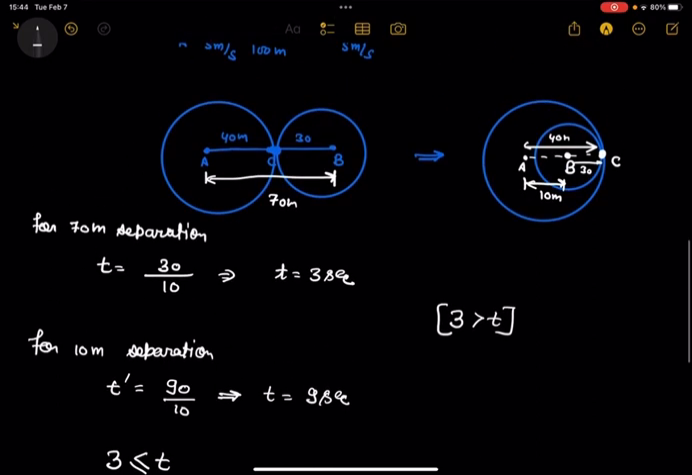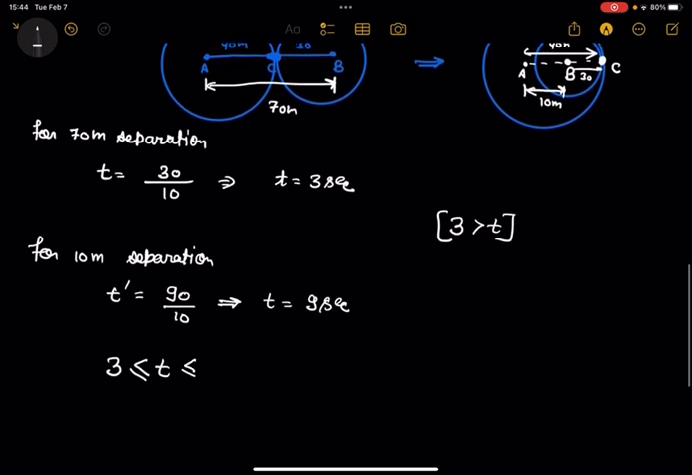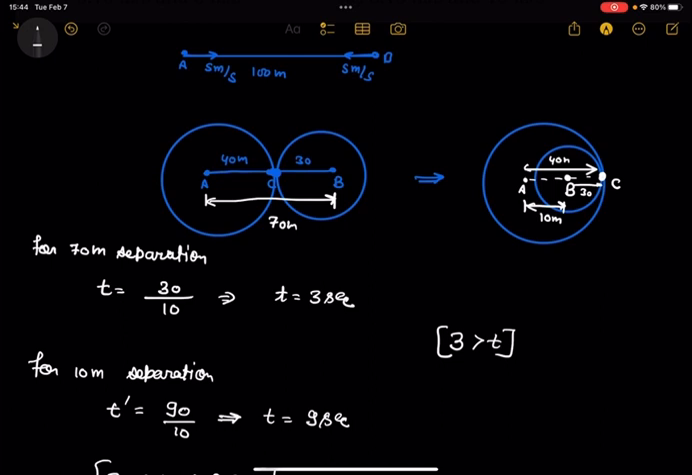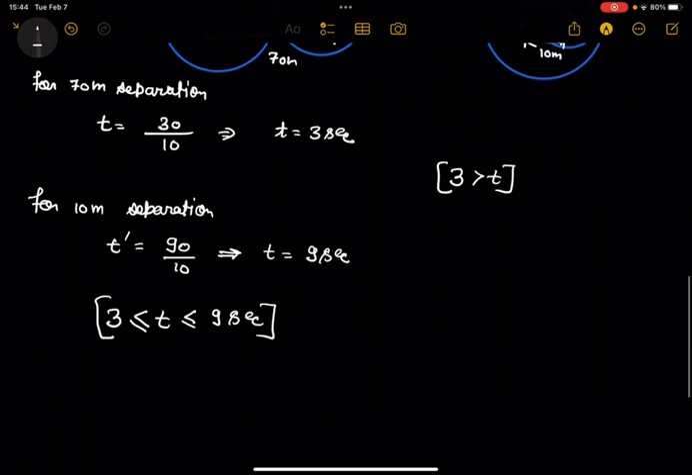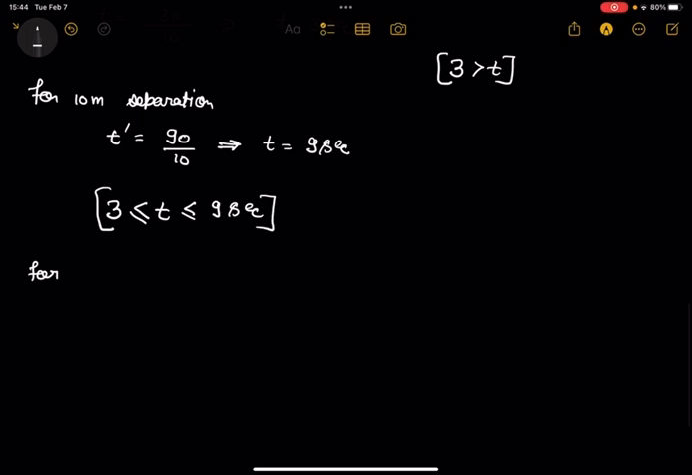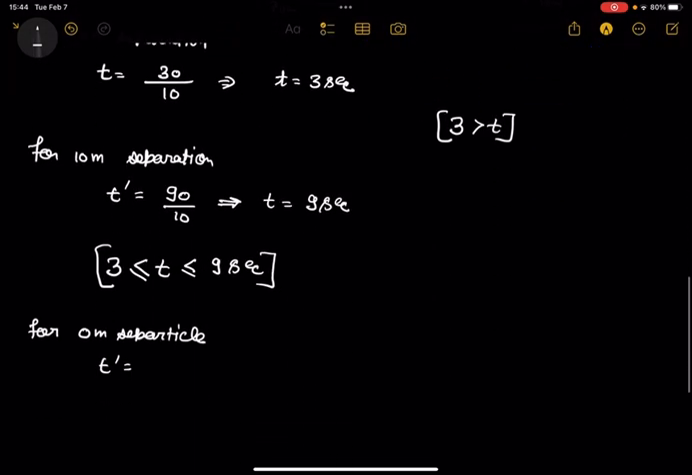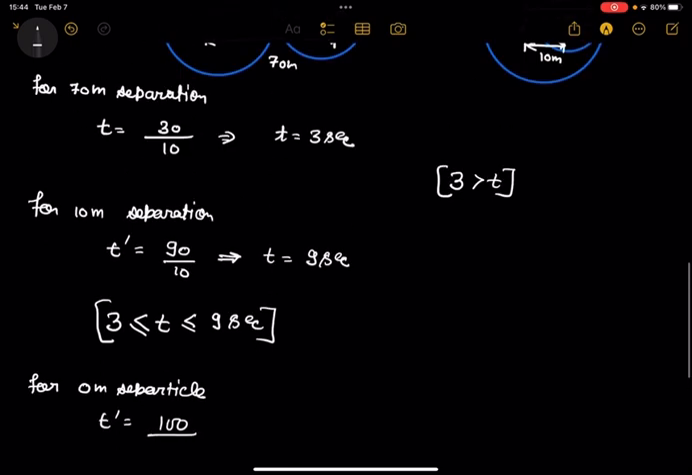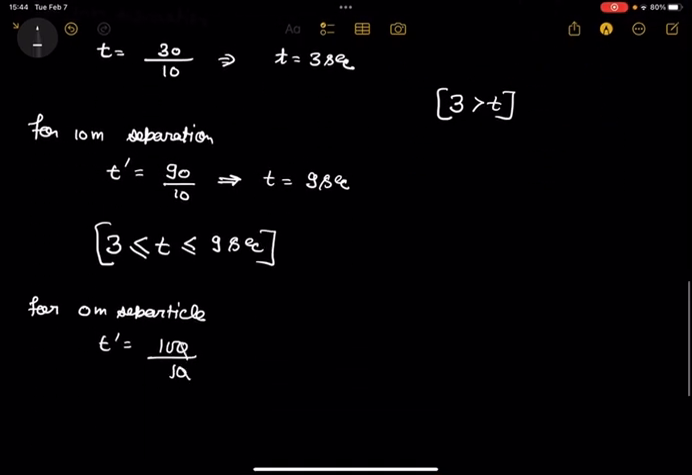And till when will it cover? Till the 9th second. After 9 seconds, what is happening? Again the closest approach will come. So this is one way. Now I tell you one thing. For 0 meter separation, it is the totally 100 meter distance. So 100 by 10, that is 10 seconds. So at this 10th second there is no separation, and no point C is considered.